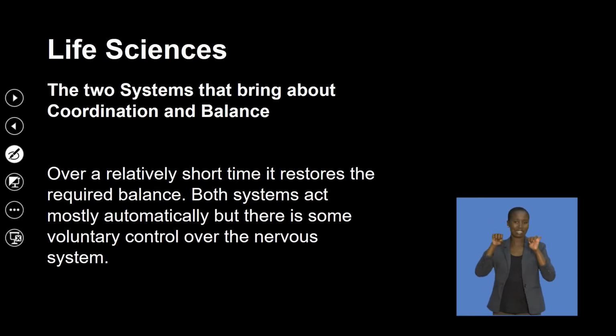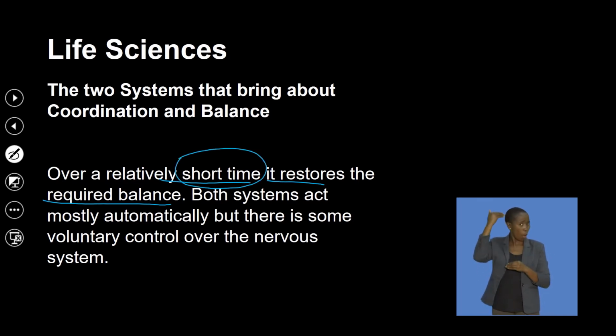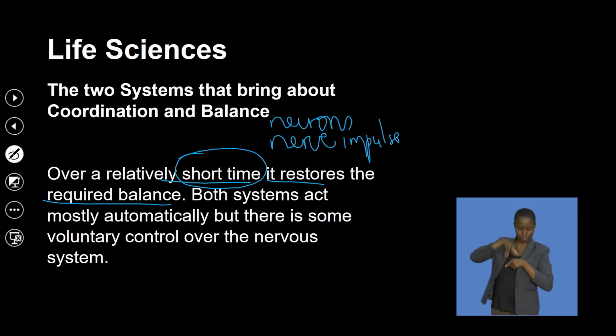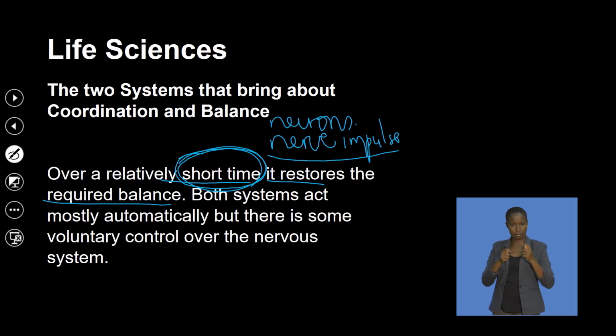Right, so over a relatively short time, it restores the required balance. Now, if we talk about the nervous system, it occurs within a short period of time. We know that nerves travel very fast. Neurons are basically your nerve cells, and they carry nerve impulses, which travel extremely quickly. And these impulses can bring about a change in a short time. And this restores what we call the required balance.